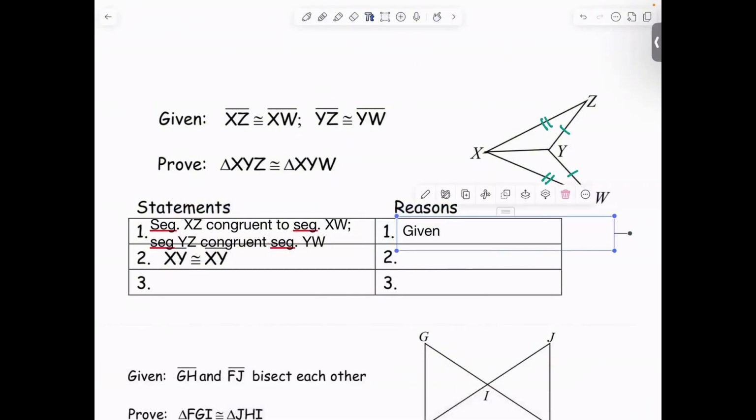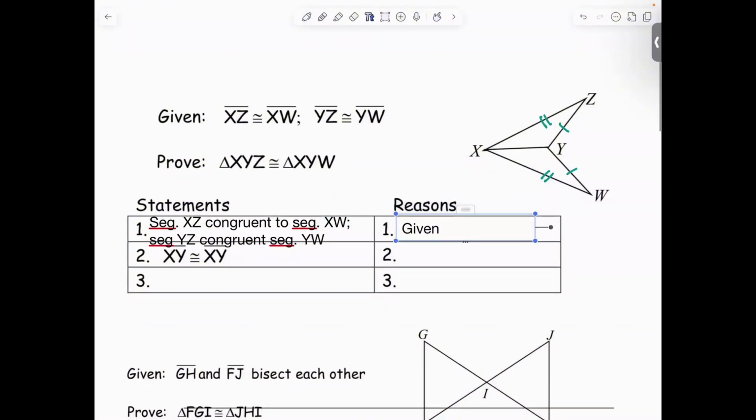You shouldn't miss that. So the first statement is typically, and I've rarely seen exceptions here, where we just regurgitate what was given. So we say segment XZ is congruent to segment XW, and then segment YZ is congruent to segment YW. And I just use words because I can't really make those little dashed lines, at least in Notability anyway. There you go.